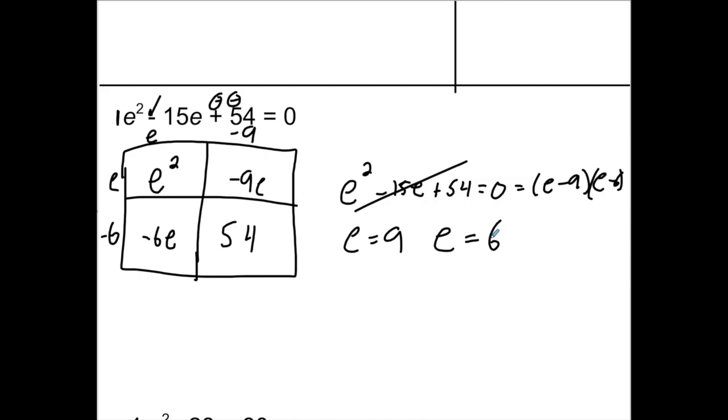Okay, so it's just a straightforward factoring. Set up the box, find the sides, rewrite into factored form, and then just make one of them equal to 0, solve, make the other equal to 0, solve.